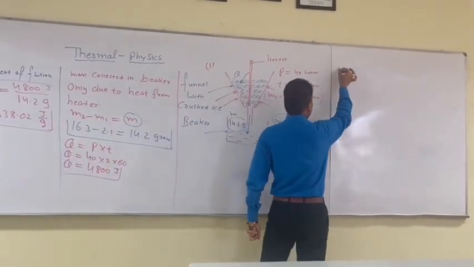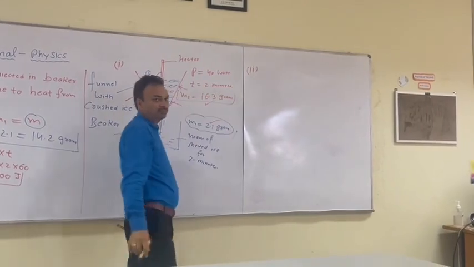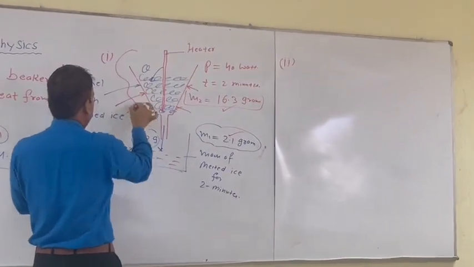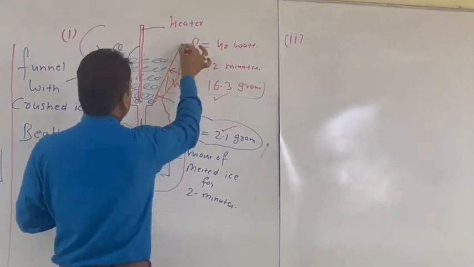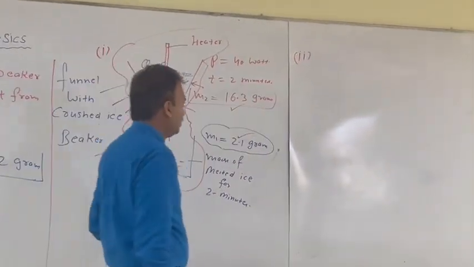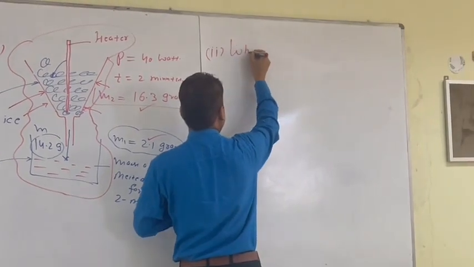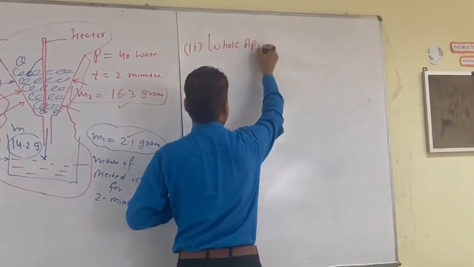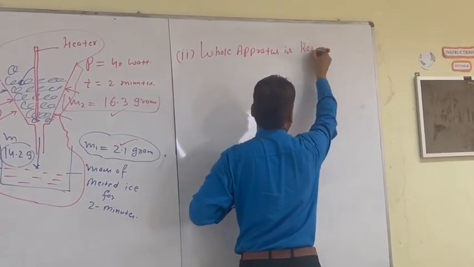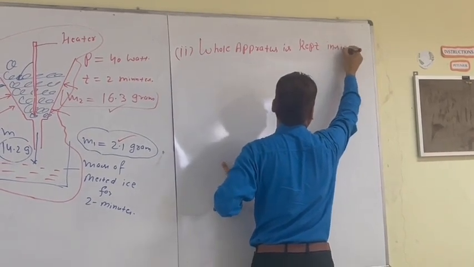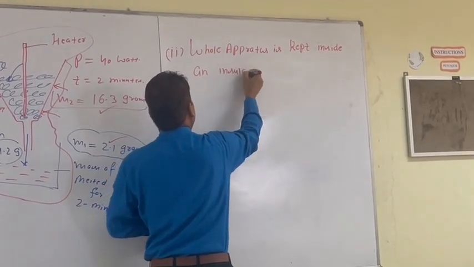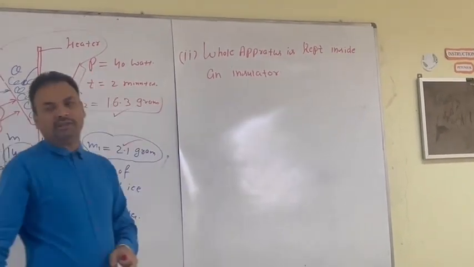if we place this whole apparatus, the funnel as well as the beaker, everything, inside an insulator, not a perfect but an appreciably good insulator, right? So the whole apparatus is kept inside an insulator. What will happen in that case?